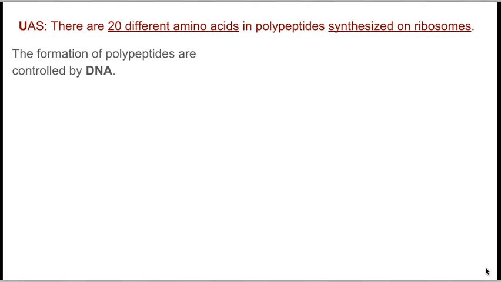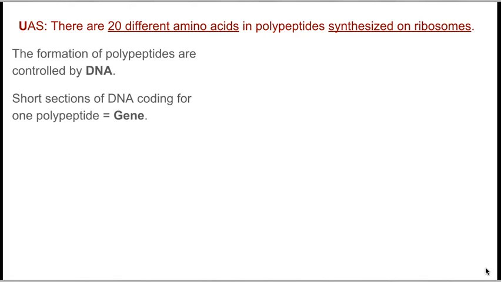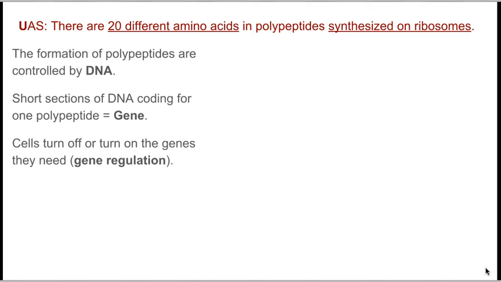Okay, the formation of polypeptides is controlled by DNA. Short sections of DNA coding for one particular polypeptide is called a gene. So a gene codes for one polypeptide, usually one characteristic. Cells can turn off or on the genes they need. This is called gene regulation. So not all genes are on at all times in all cells.